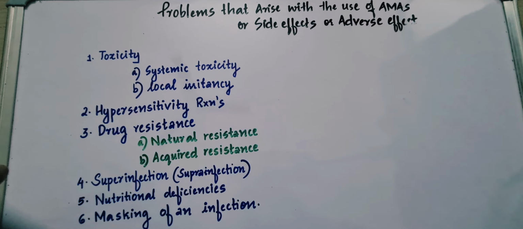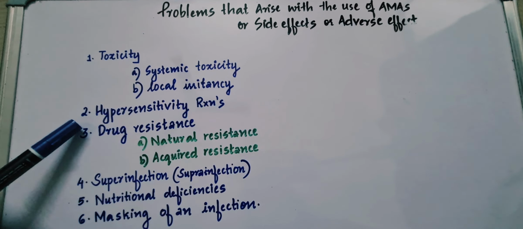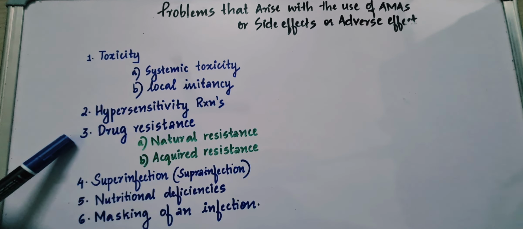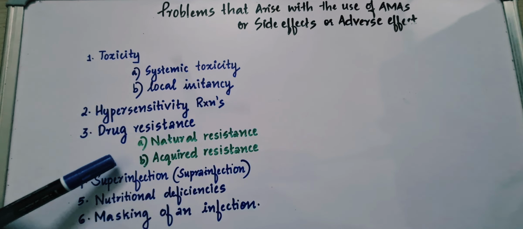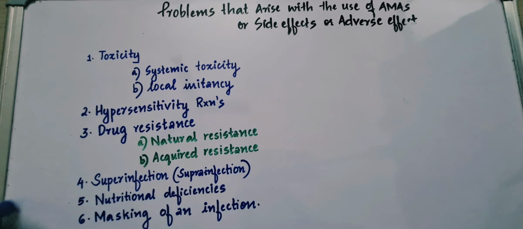First one is toxicity. Two types of toxicity can arise: one is systemic toxicity and the other one is local irritancy. Second is hypersensitivity reaction. Third one is drug resistance, in which natural resistance and acquired resistance are there. Fourth one is superinfection, which has another name as well. Fifth one is nutritional deficiencies, and sixth one is masking of an infection. Let's see them one by one.